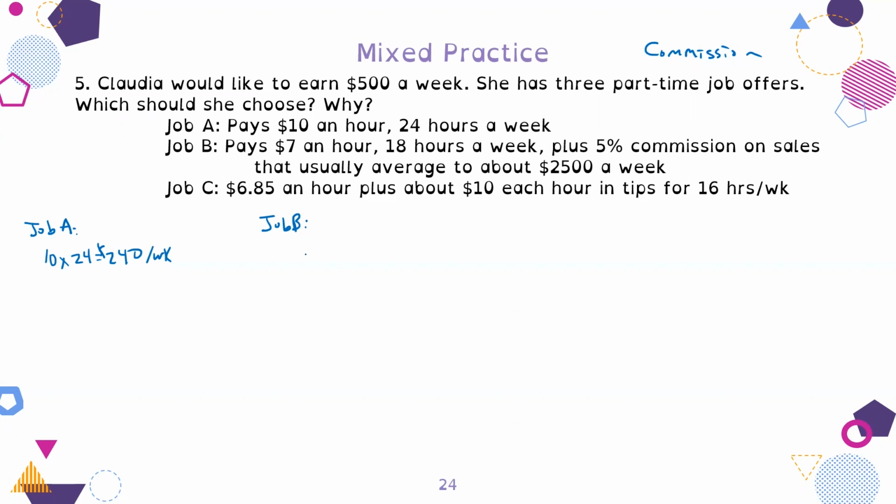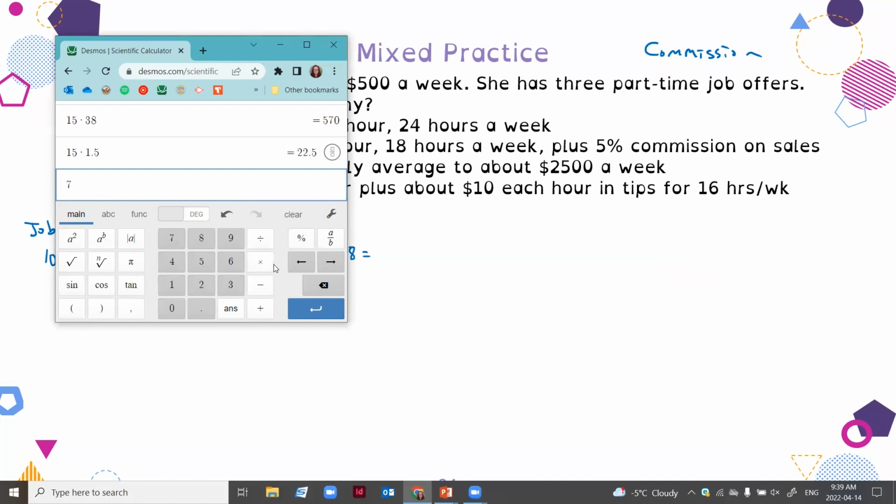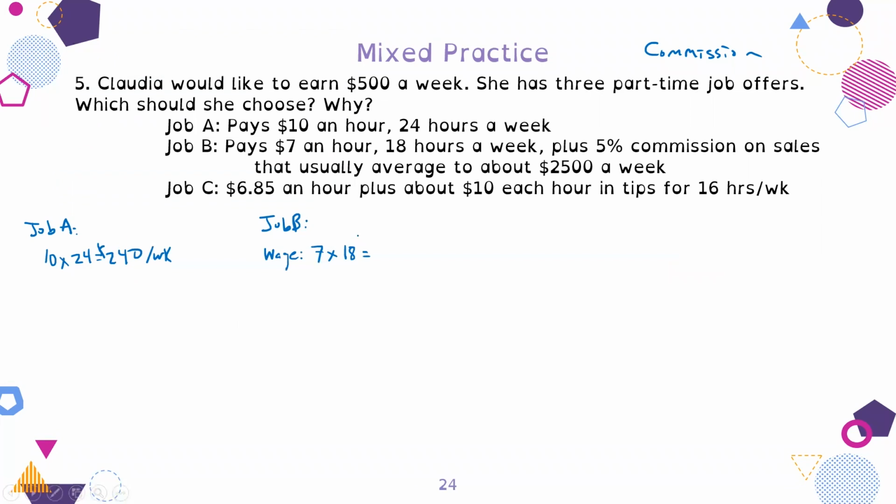Okay, so job B pays $7 an hour for 18 hours a week, plus 5% commission. So first, let's find the base wage. The base wage is $7 times 18 hours, which is equal to $126. So she makes a base wage of $126.